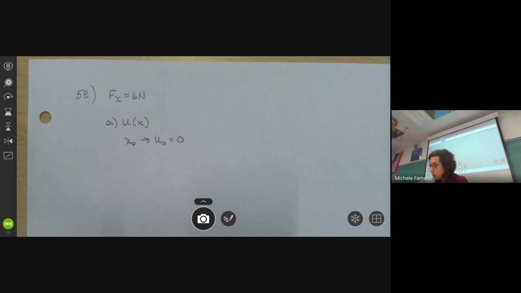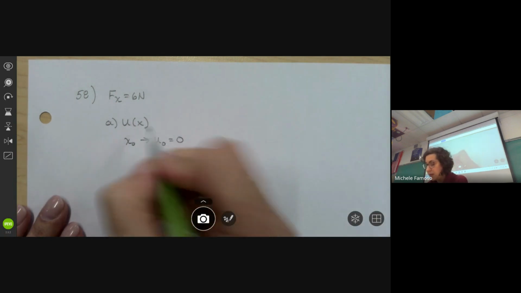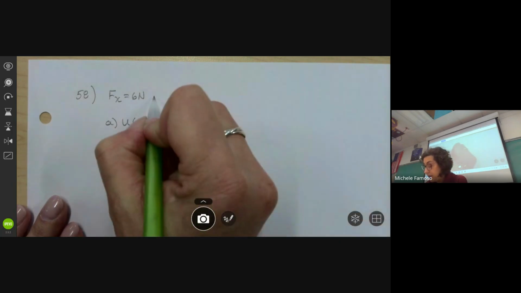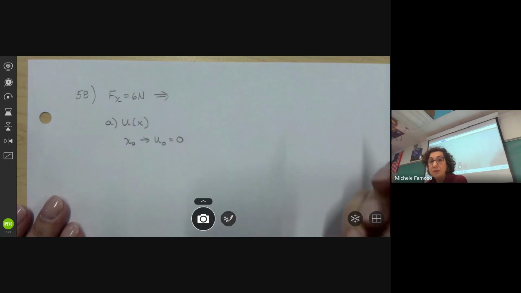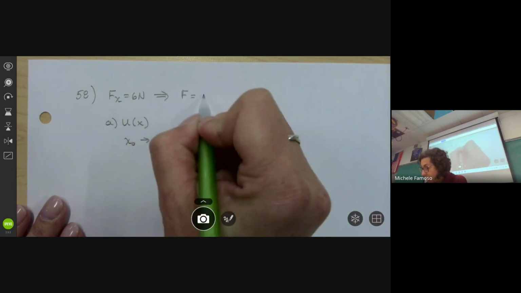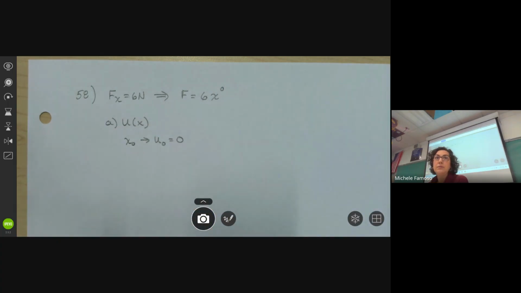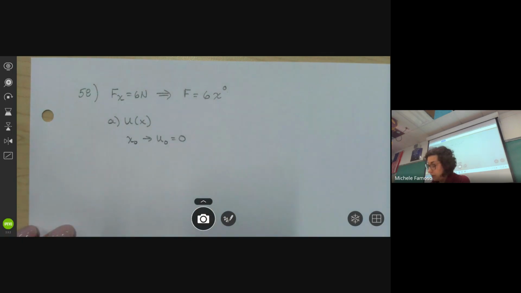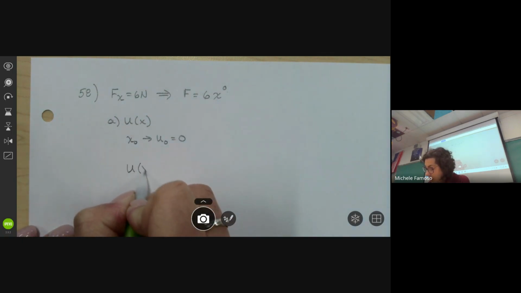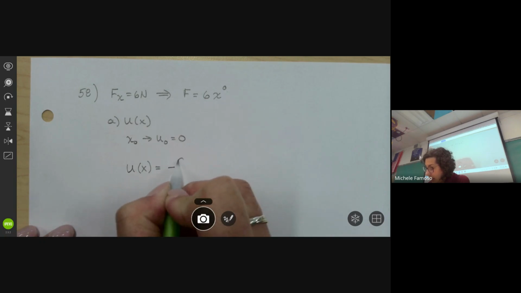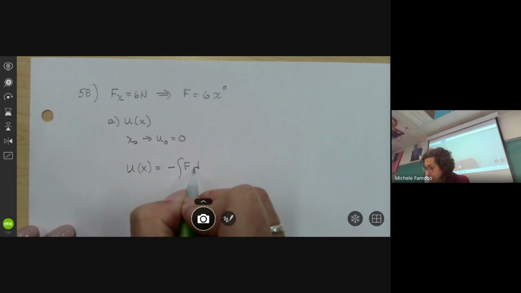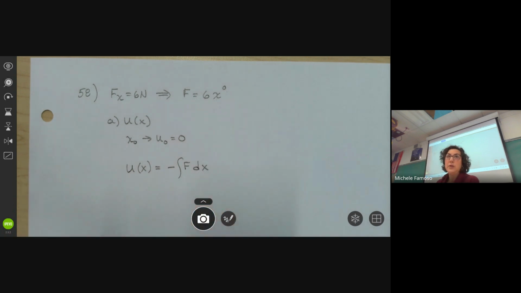Okay. So I'm going to rewrite this force as a function of position. Even though it's constant, I can write it with the position. The force would be 6 times x to the 0 power. What is x to the 0 power, folks? It's equal to 1. Okay, so there is that force function. How do you get potential energy? It is the negative integral of the force function with respect to position.